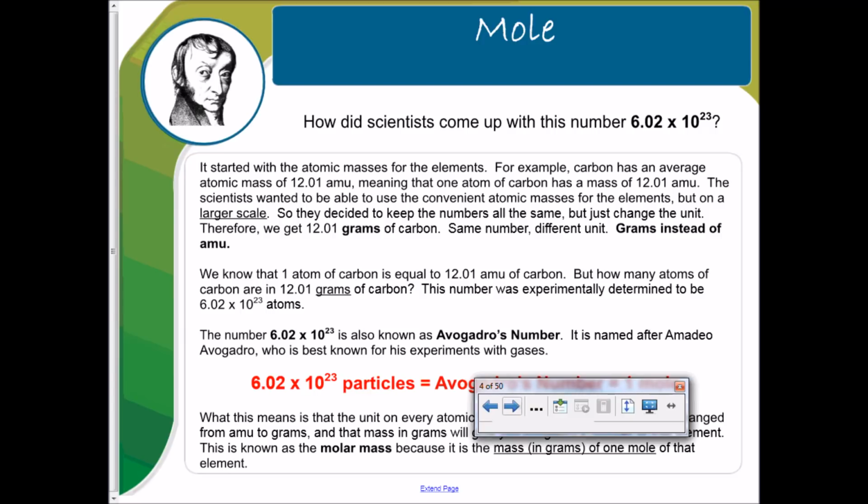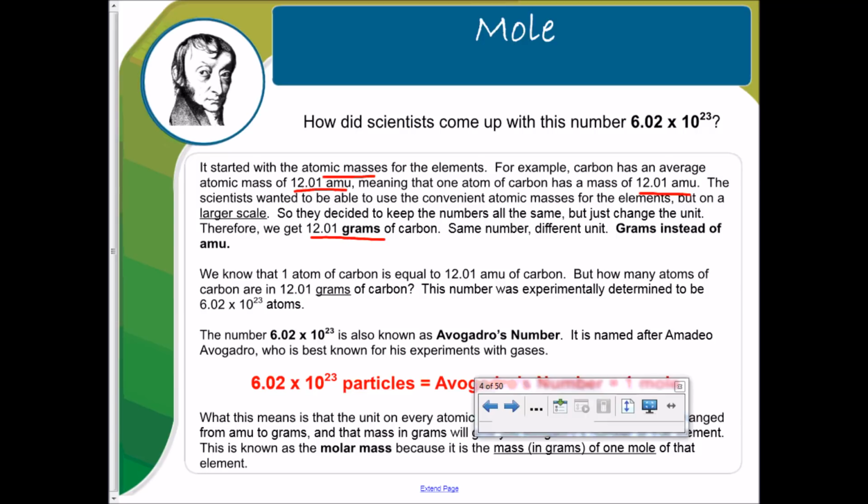It started with the atomic masses for the elements. For example, carbon has an average atomic mass of 12.01 AMU, that stands for atomic mass unit, meaning that one atom of carbon has a mass of 12.01 AMU. The scientists wanted to be able to use the convenient atomic masses for the elements, but on a larger scale. So they decided to keep the numbers all the same, just change the unit, and so we used 12.01 grams of carbon. It's the same number, just a different unit. We're going to use grams instead of AMU.